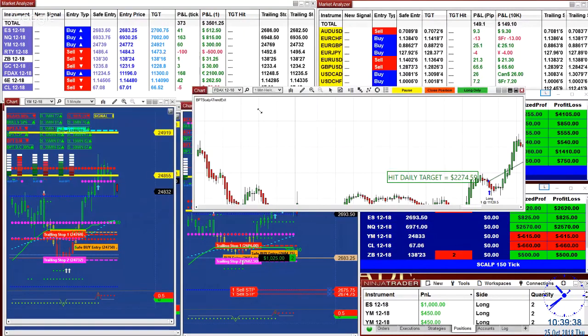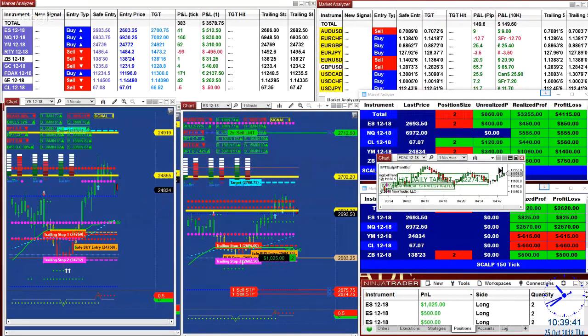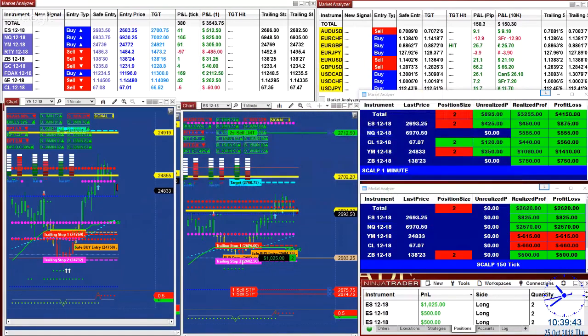So that's why on the DAX I like the 1 minute, because it's a cheaper trade, and it is very consistent. So there is no new signal right now.